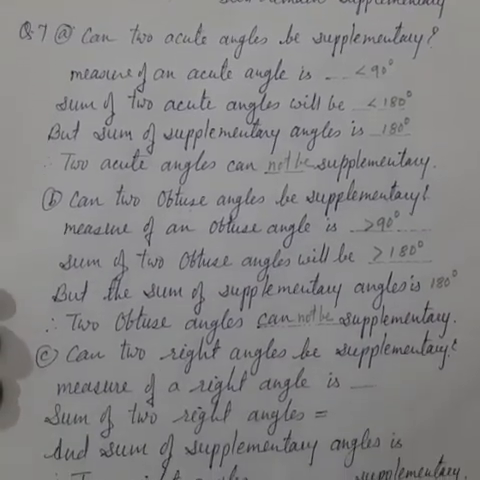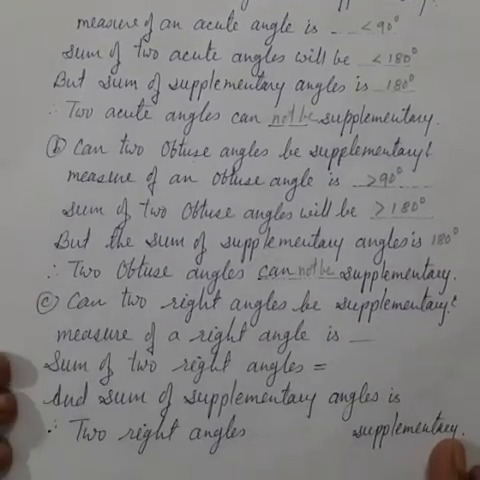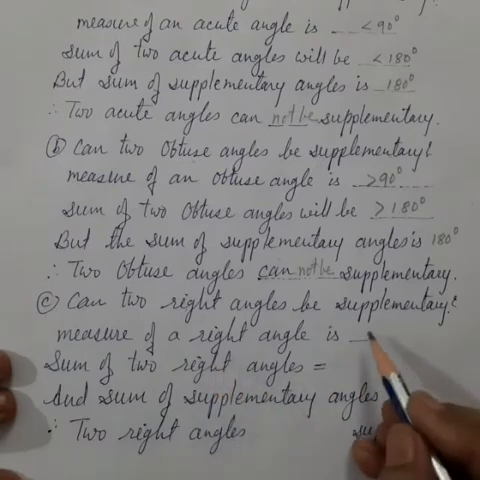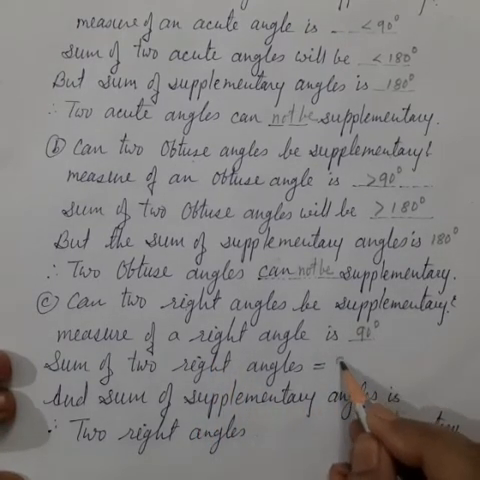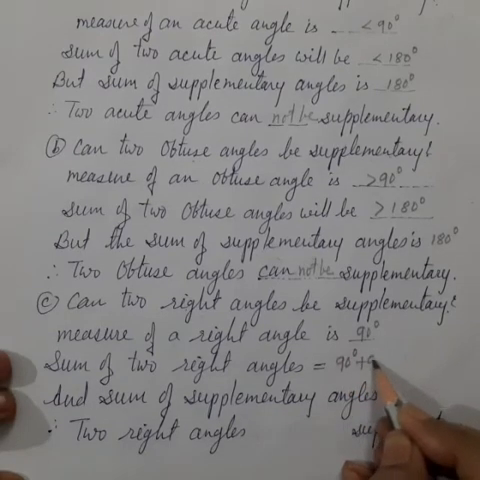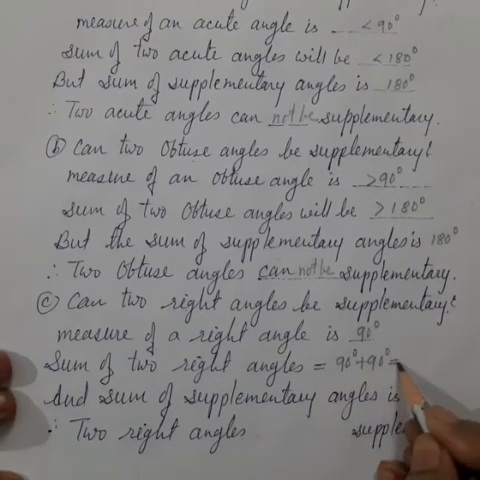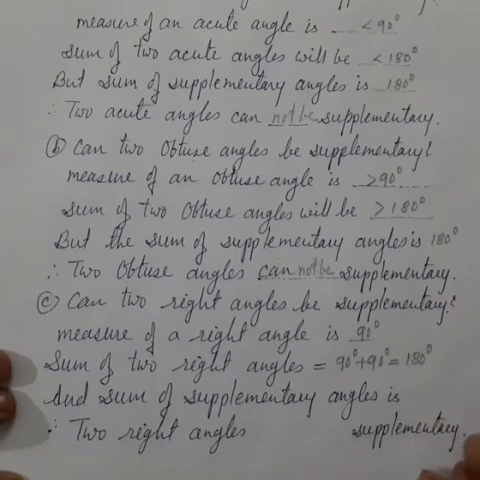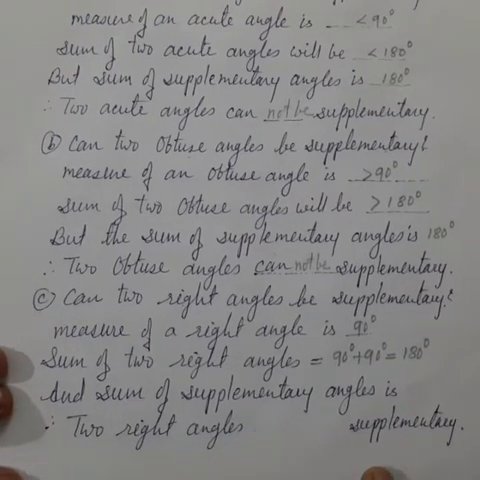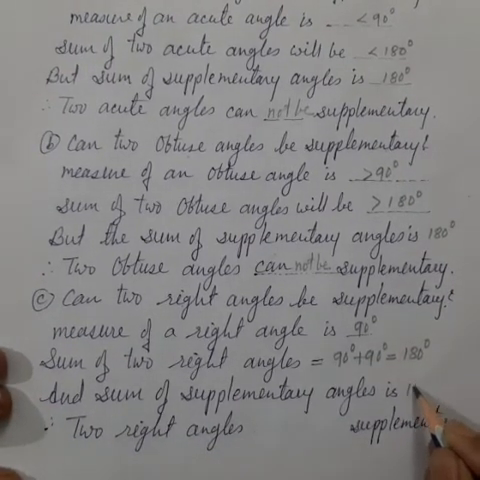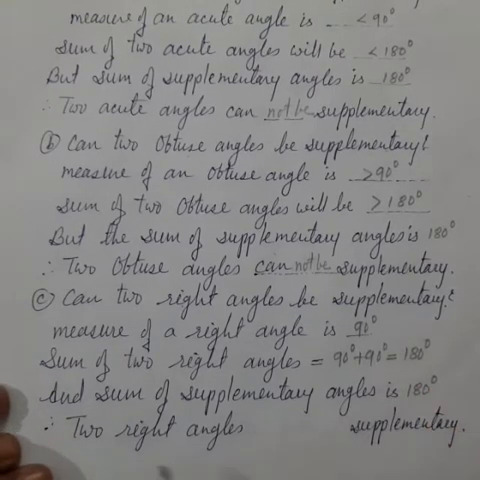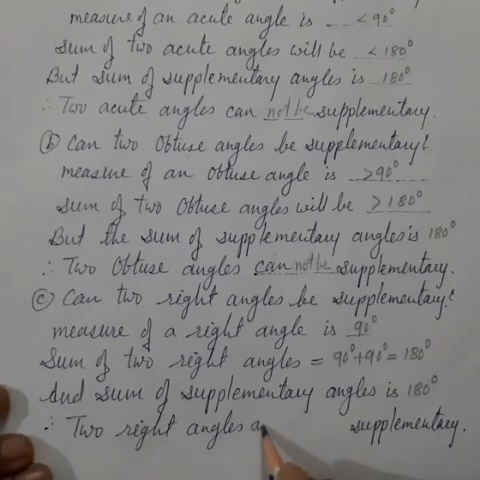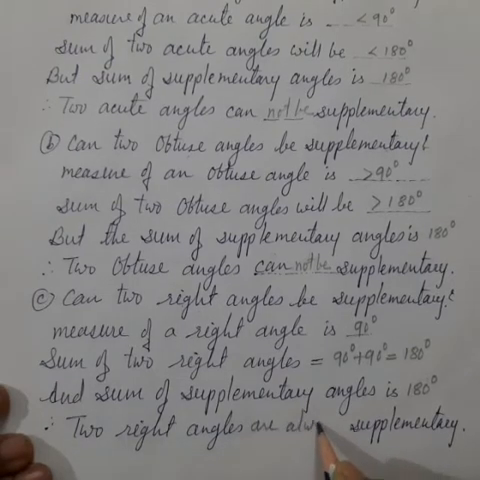Can two right angles be supplementary? We know the measure of one right angle is 90 degrees. So the sum of two right angles will be 90 degrees plus 90 degrees equals 180 degrees. And the sum of supplementary angles is also exactly 180 degrees. So two right angles are always supplementary.